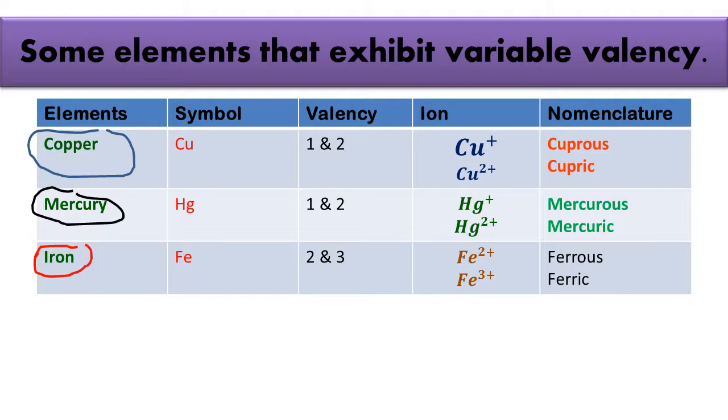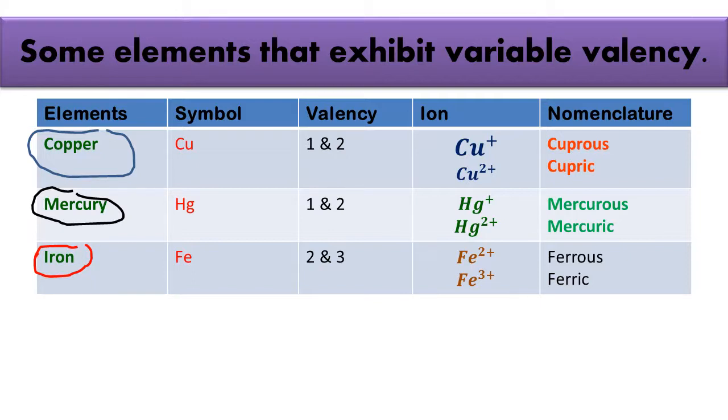Okay, so when the valency of copper is 1, it will be written as Cu+, and when the valency of copper is 2, it is written as Cu2+. Alright, that means it is losing its 2 electrons. That's why here it is written as 2+. Cu+ is called, by nomenclature, cuprous, and Cu2+ is cupric. Okay, and for mercury, when the valency is 1, that means when it is losing 1 electron, it is called Hg+, and with 2 electrons it will be Hg2+. So Hg+ is mercurous, and Hg2+ is mercuric.